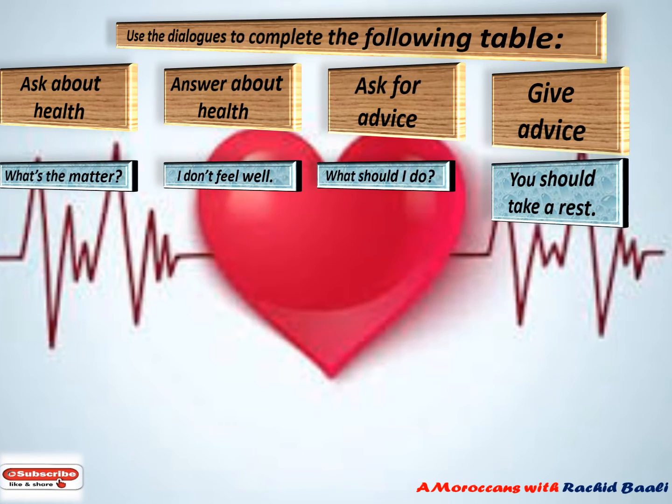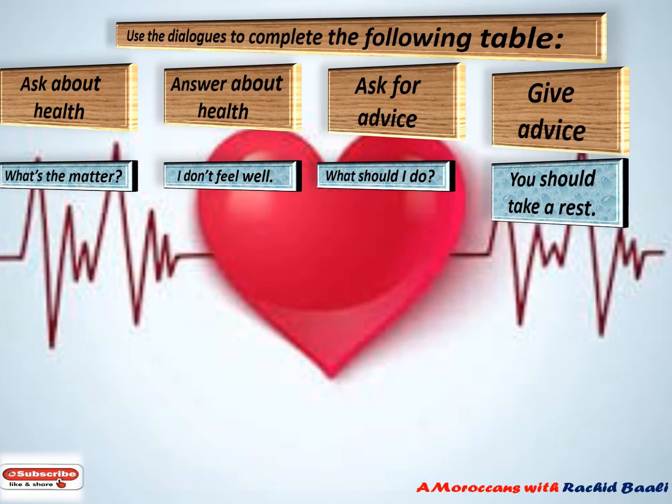To fill in this table, we have to read the three dialogues again. And let me read the headings for you as well as the examples. Number one, ask about health. And as an example, we have what's the matter? Number two, answer about health. The example, I don't feel well. Number three, ask for advice. The example says, what should I do? The last column, give advice. And as an example, we have, you should take a rest. Okay, everyone? Well, let's do it together.